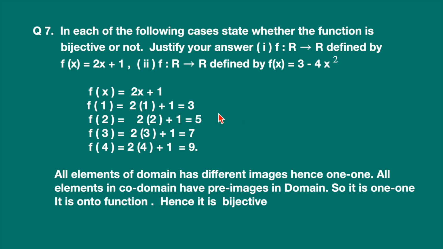Okay, now we have to find out if this range of this function is equal to the codomain. Again, the codomain is R. All the elements of codomain have pre-images in domain. That means take any element of codomain, it will have a pre-image in domain because domain itself is a real number set. Okay, hence the range is equal to codomain and it is an onto function. Hence, it is bijective.